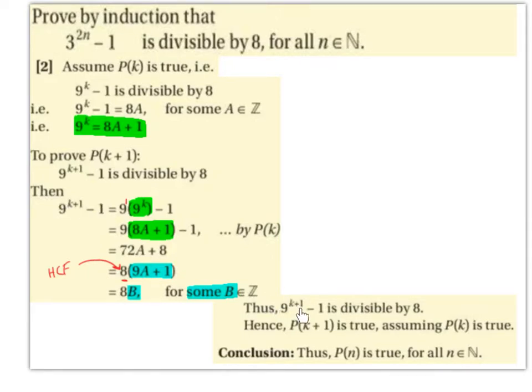So thus 9 to the power of k plus 1 minus 1 is divisible by 8, hence p of k plus 1 is true, assuming p of k is true. Conclusion: thus p of n is true for all n values elements of the natural number set.